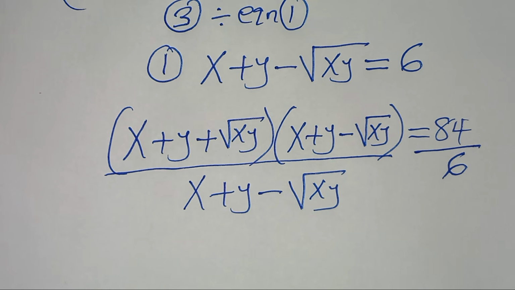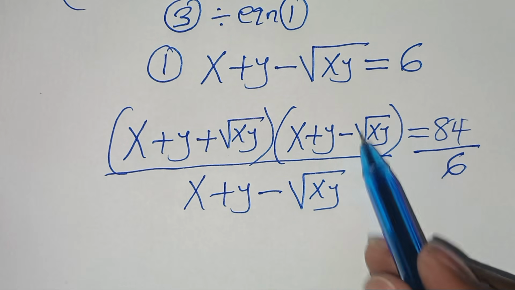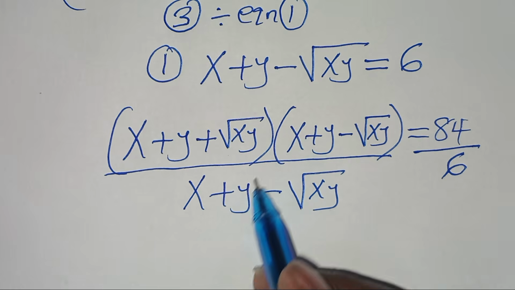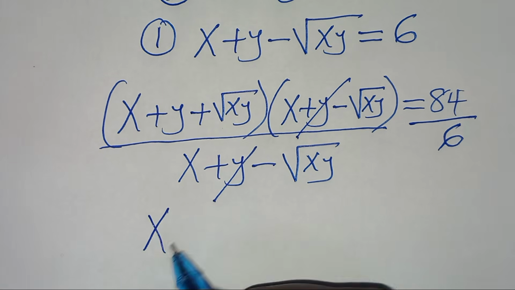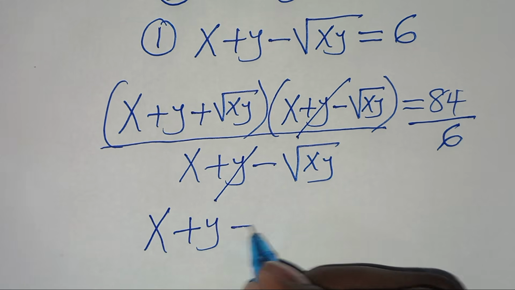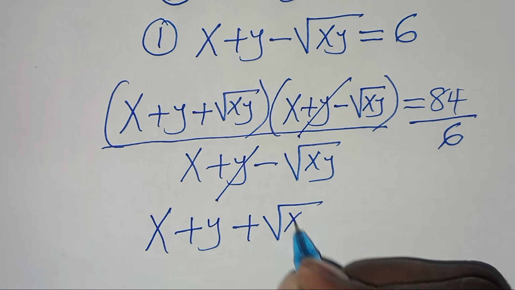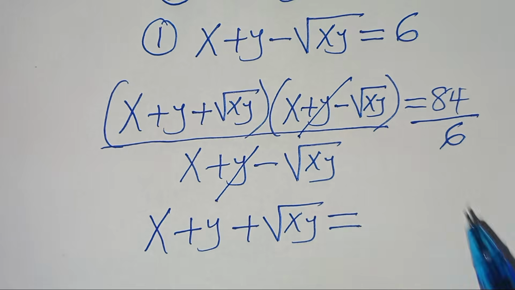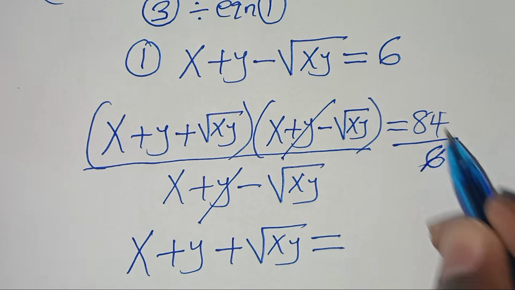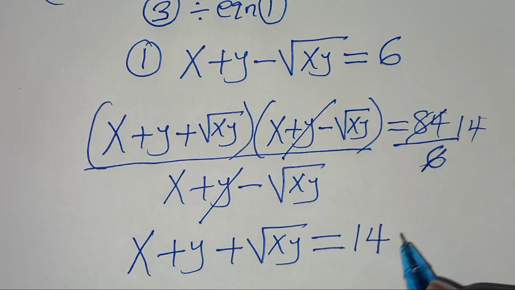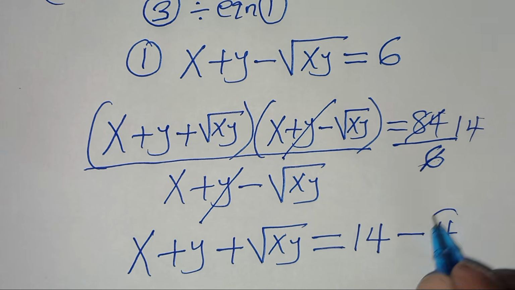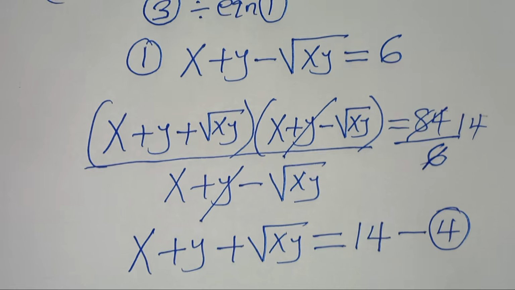Now let's simplify here. x plus y minus square root of xy is the same here. So let's simplify so that now we have x plus y plus square root of xy. This is equal to 84 divided by 6, and this is equal to 14. Let's call this equation 4.